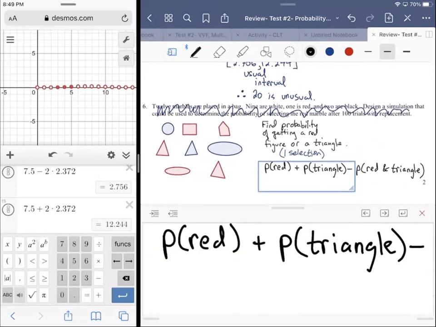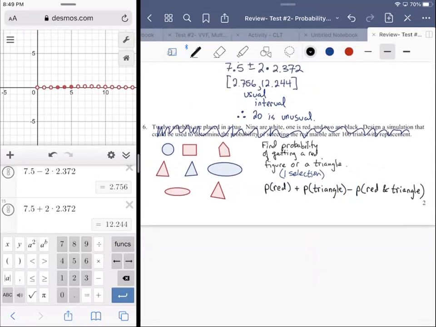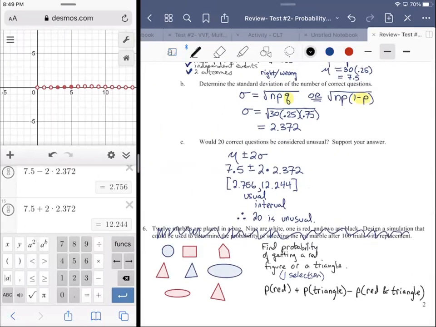All right. So there's a total of 6 objects. Let me get rid of this. There's a total of 6 objects. 1, 2, 3, 4, 5 of them are red.